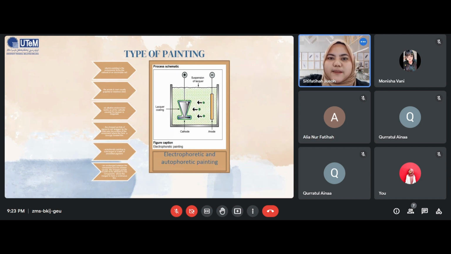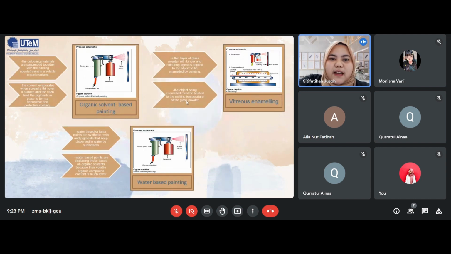Next is organic solvent-based painting. In organic solvent-based painting, the coloring materials are suspended together with the binding agent resin in a volatile organic solvent. The solvent evaporates when spread thin over a surface, and the resin holds the pigment in place to form a decorative and protective coating.